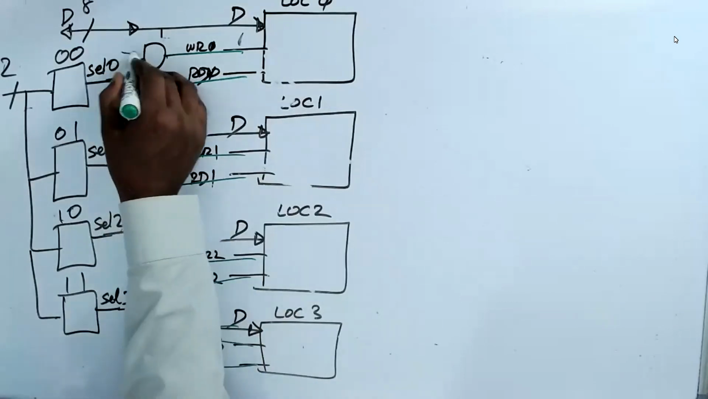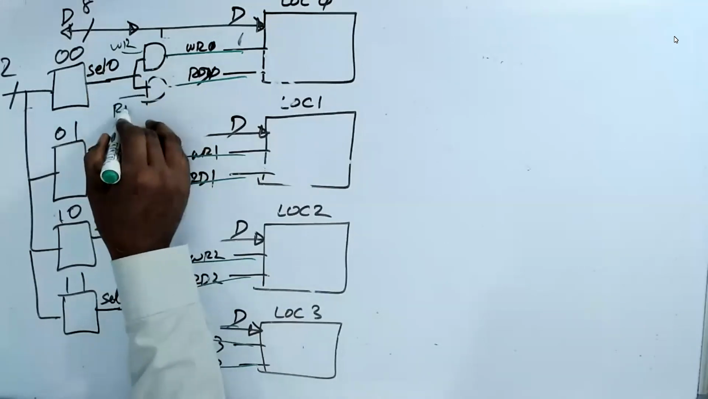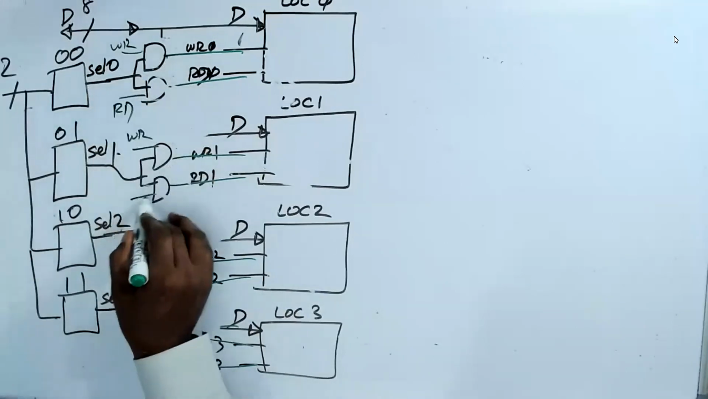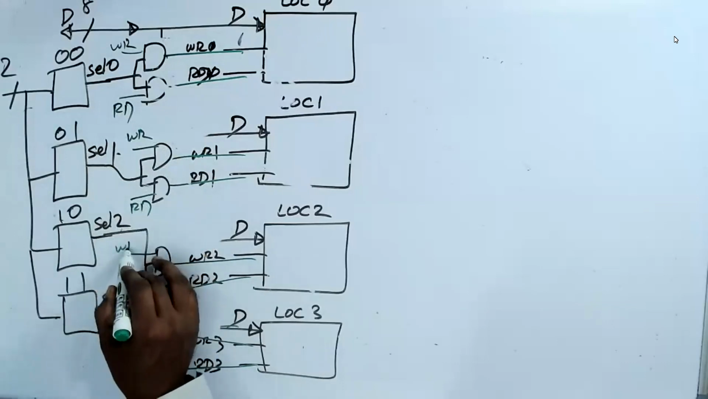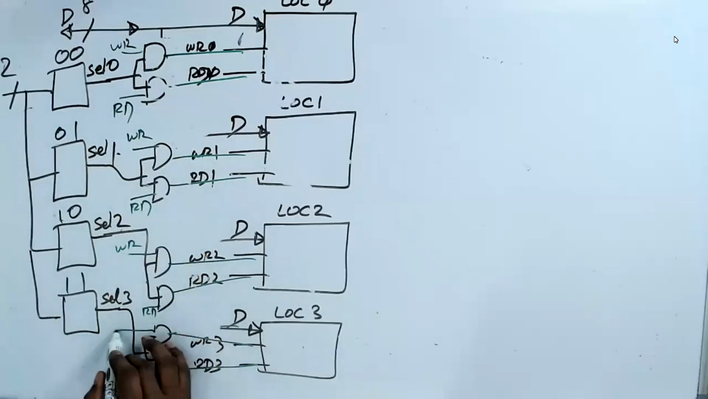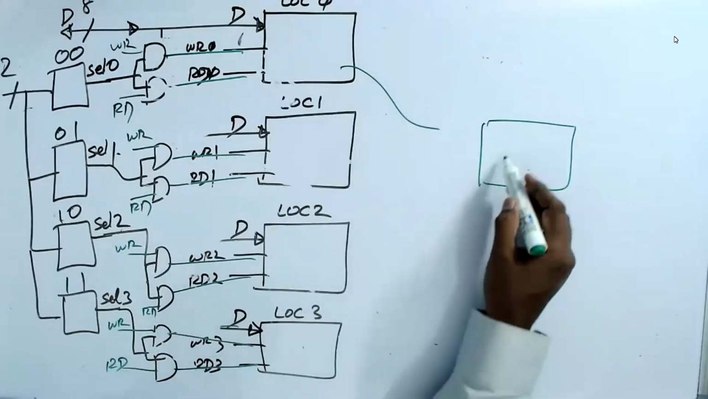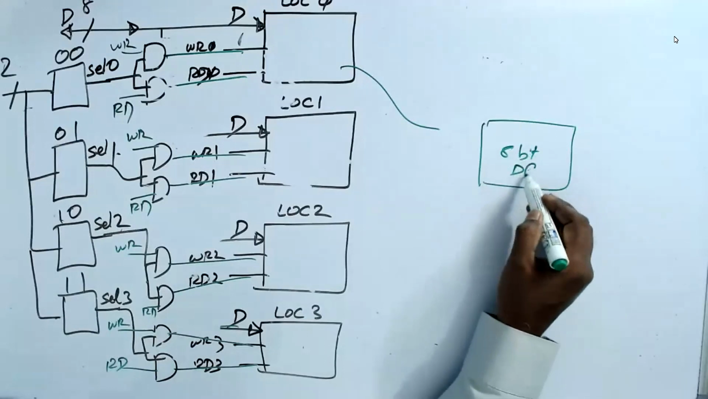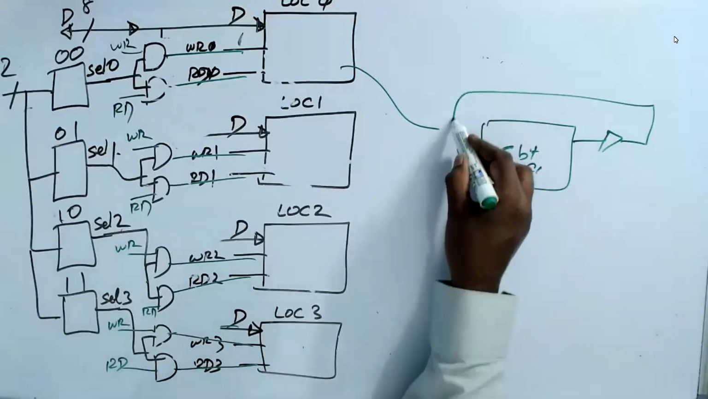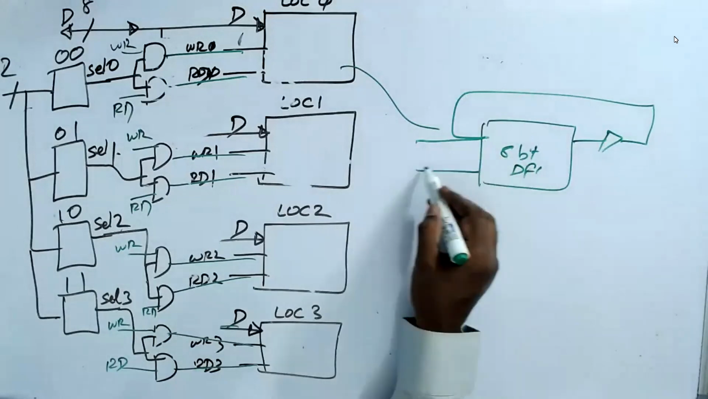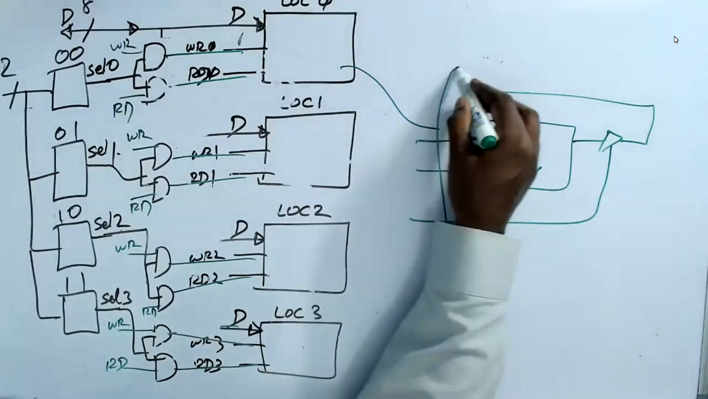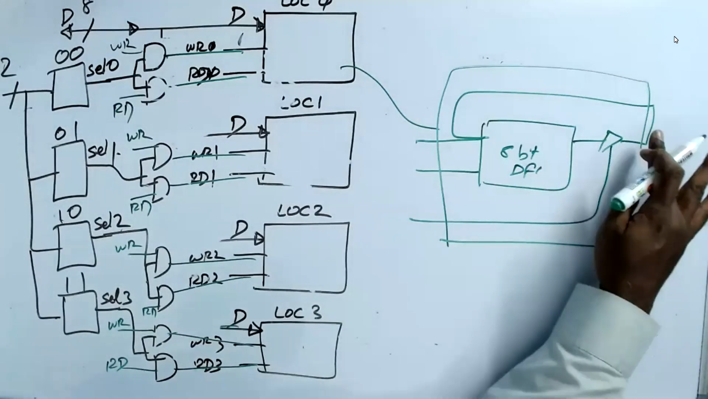Now, this input is write. This input is read. This input is write. Write, read. Write, read. Okay, so understand one thing now. What is inside? Inside is an 8-bit D flip-flop and an 8-bit tri-state logic. That is what 1 byte is. And that has a clock and enable. So this is your block.